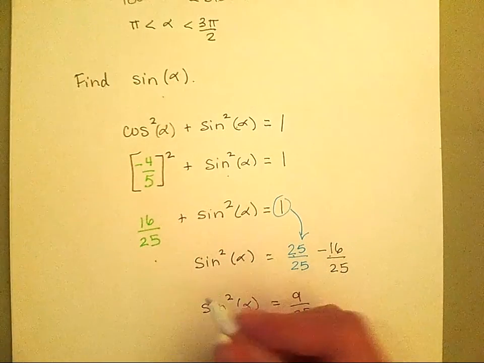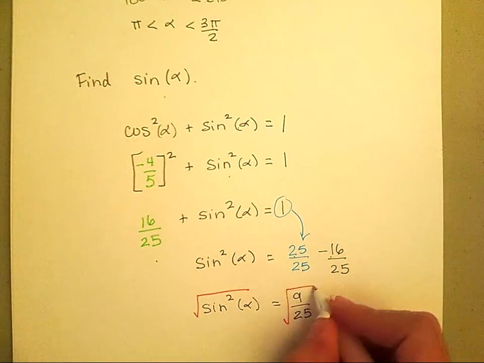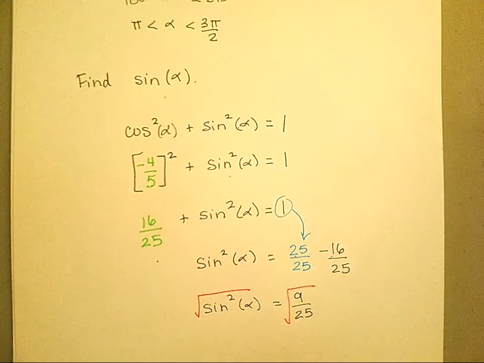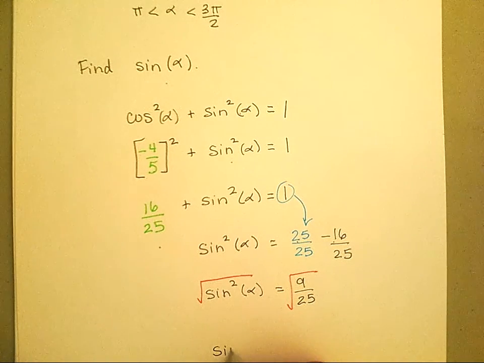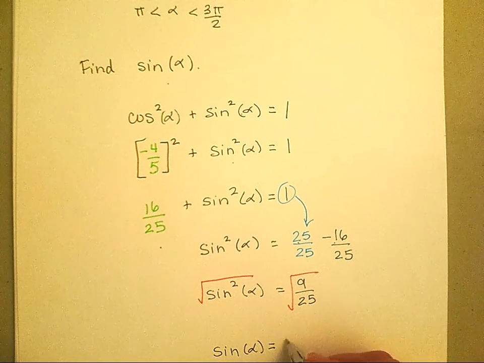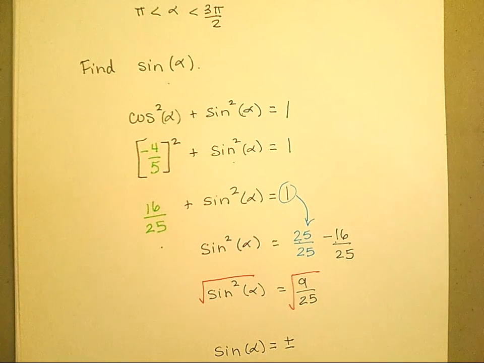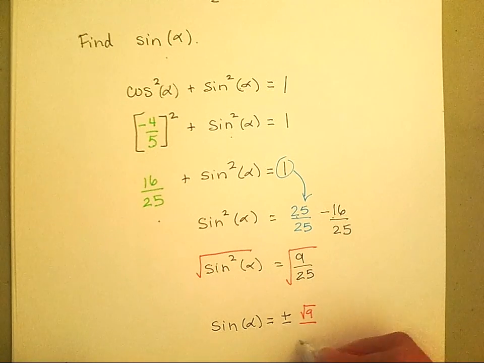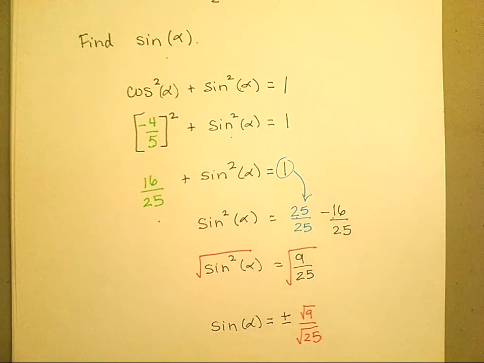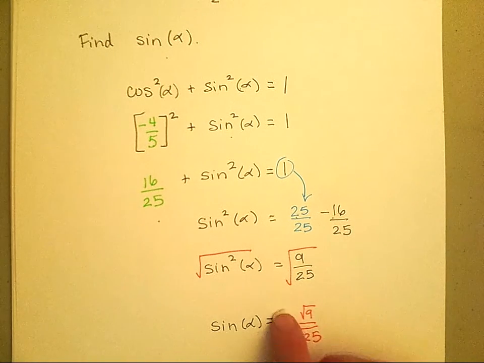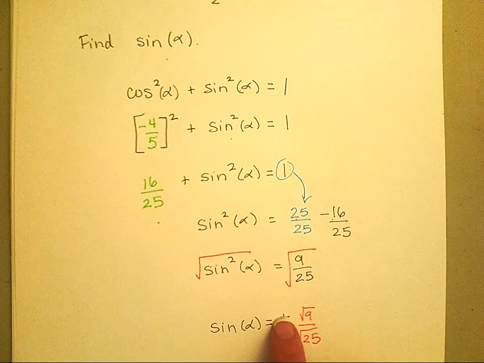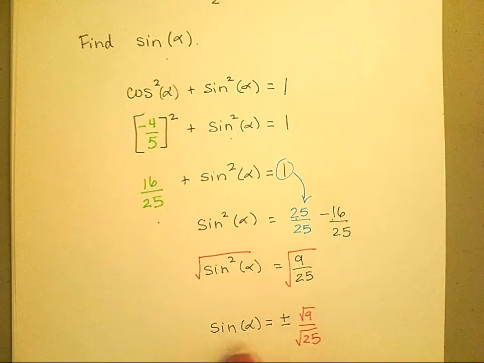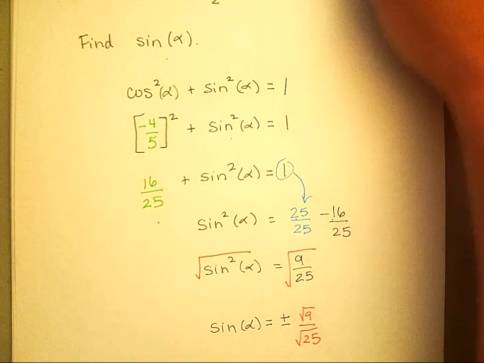Now, I don't want sine squared. I was asked about just sine, so we can take the square root just as we would in algebra. Then we'll just be left with the sine of alpha is equal to plus or minus. And let's split this up while we're at it, because the square root of 9 is a perfect square and so is the square root of 25. Now, we're not quite finished. So which is our answer? Is it the plus or is it the minus? We'll reduce this in just a second.